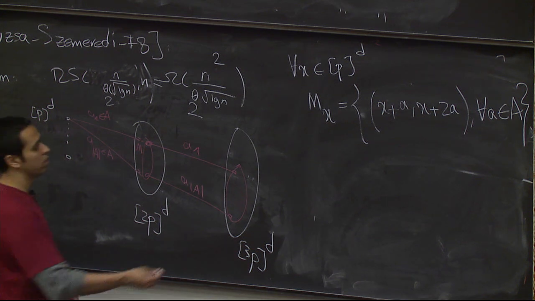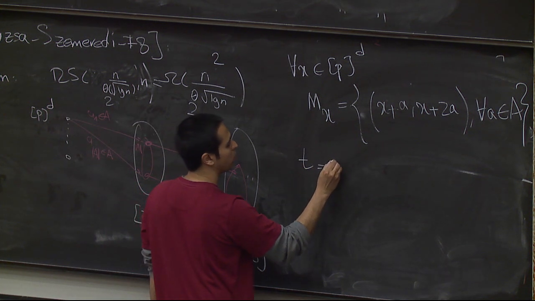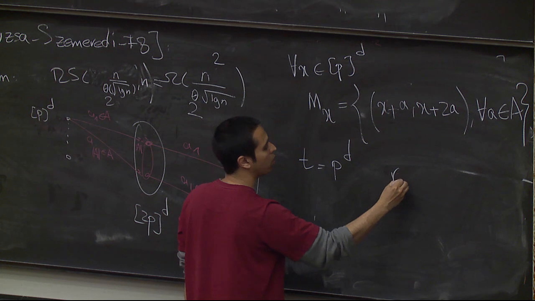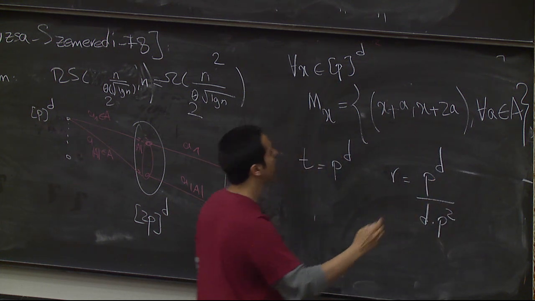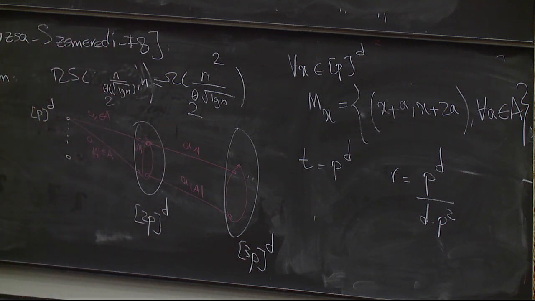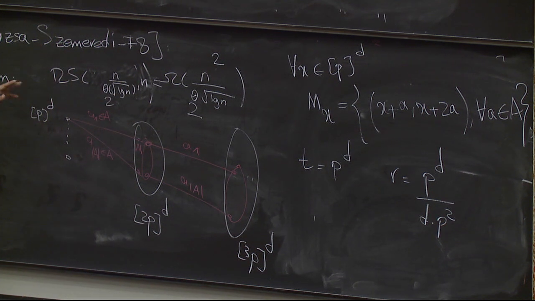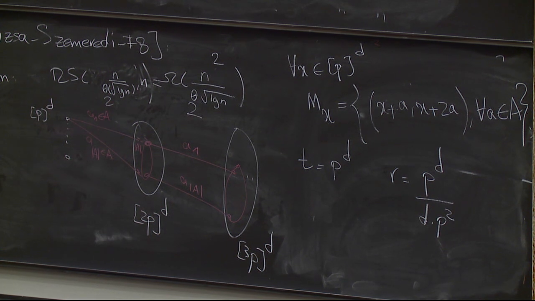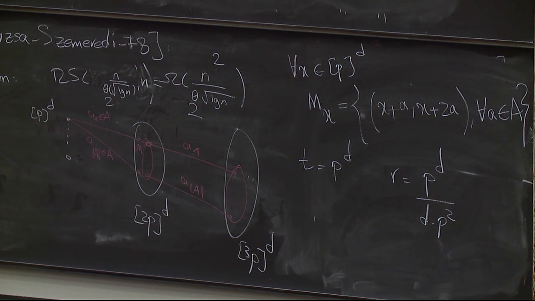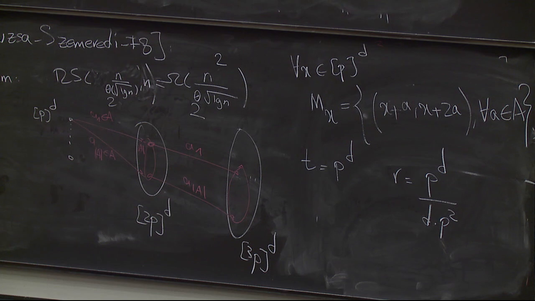So t is p to the d, and r is p to the d divided by dp square. If you look at those parameters that I told you, this is going to give us these bands. Okay, so far good. But I just defined the graph. Why are these induced? Is the definition of the graph clear?